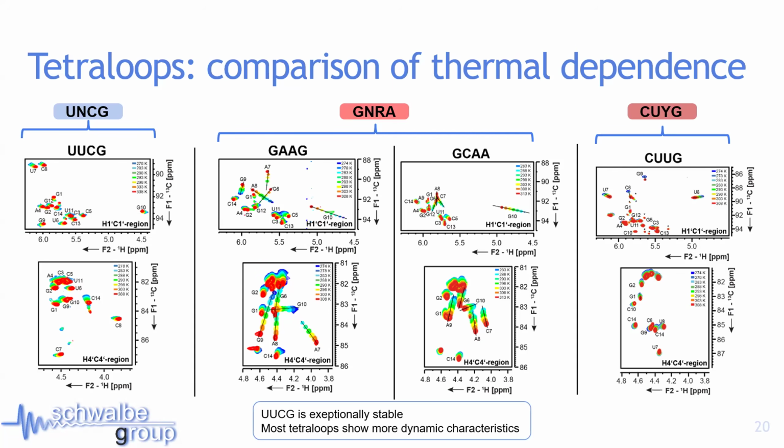And when we analyze the temperature series, we see, yeah, we have some dynamic behavior over here, way more than UUCG, but nothing compared to the GNRA tetraloops. But what we actually observe here is that the first and the last loop residue undergo intermediate exchange at around 25 degrees. So we were wondering, okay, what is happening here? This is interesting.